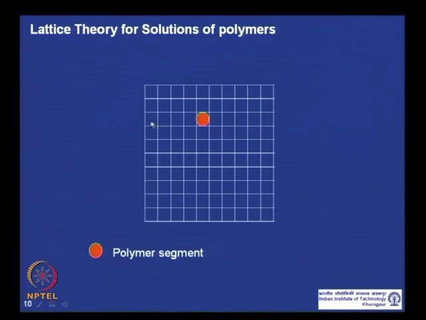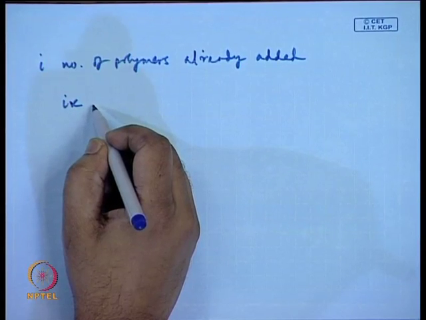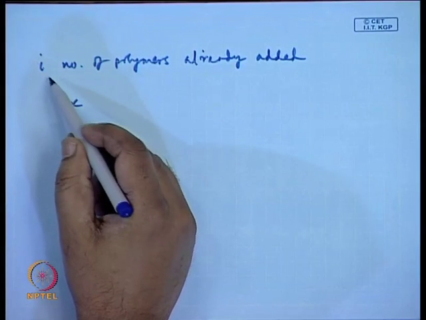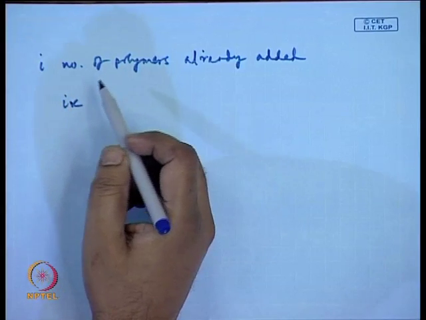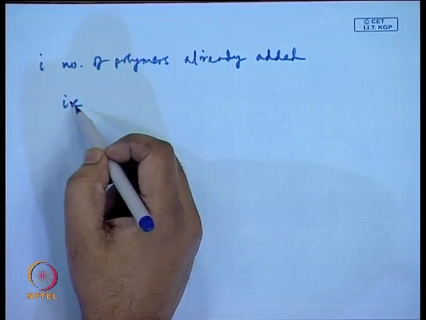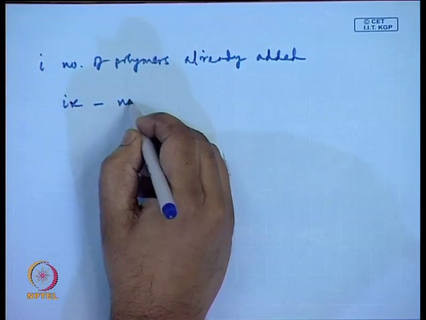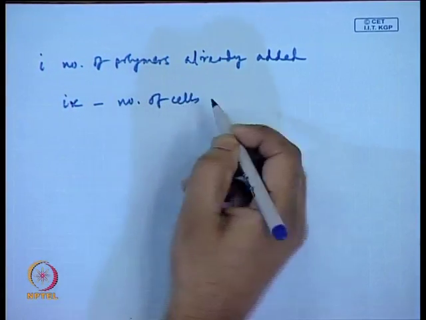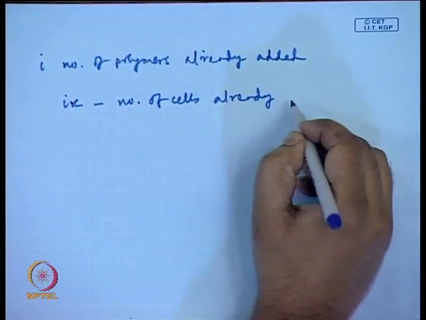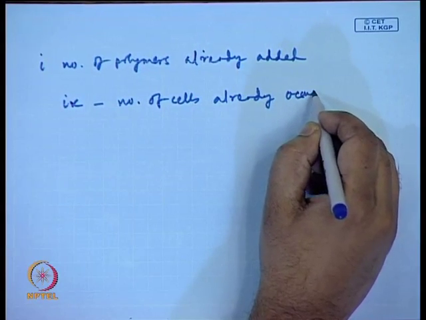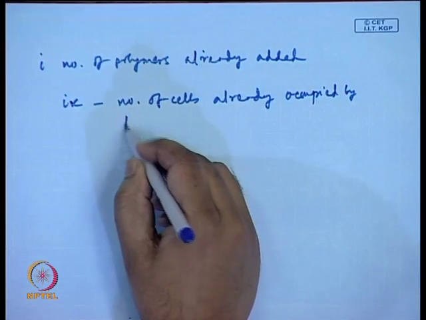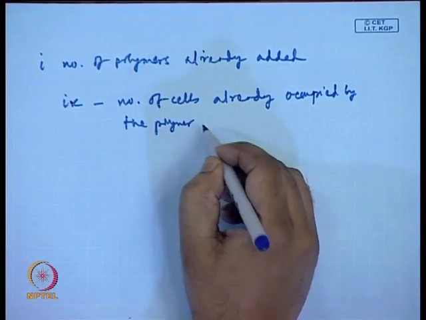Okay. So, you have to understand that there are already I number of polymers present, which means I into x number of cells are already occupied. Each polymer has x number of segments. If we had I number of polymers already added, then I x cells are already occupied by the polymer segments.